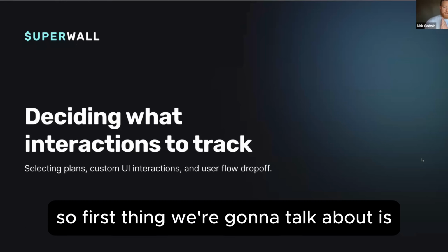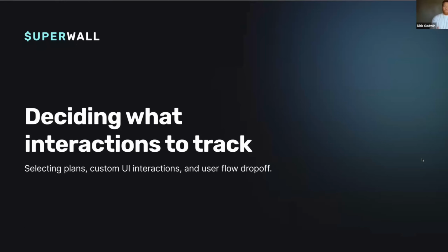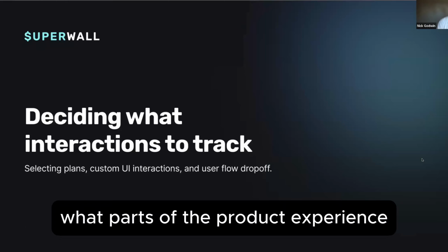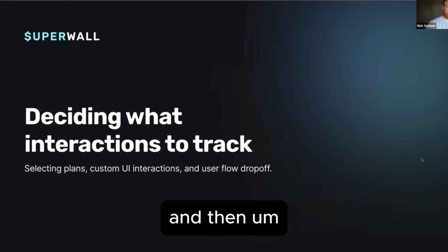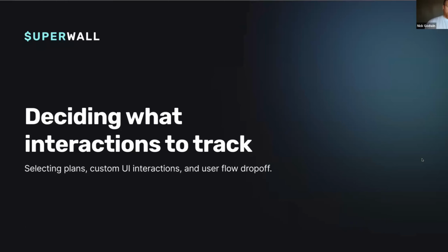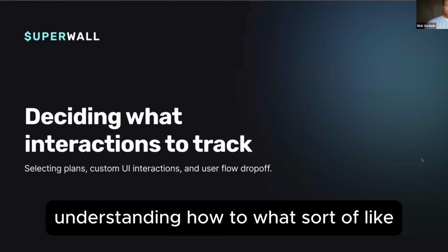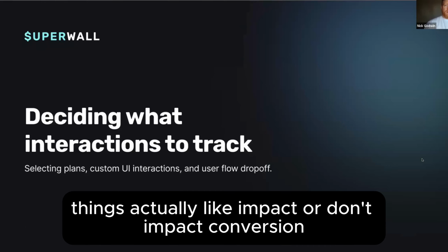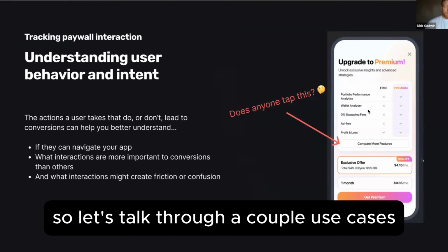So the first thing we're going to talk about is deciding what interactions you want to track. What things are important, what parts of the product experience you actually want to track, and then understanding what things actually impact or don't impact conversion. So let's talk through a couple of use cases.